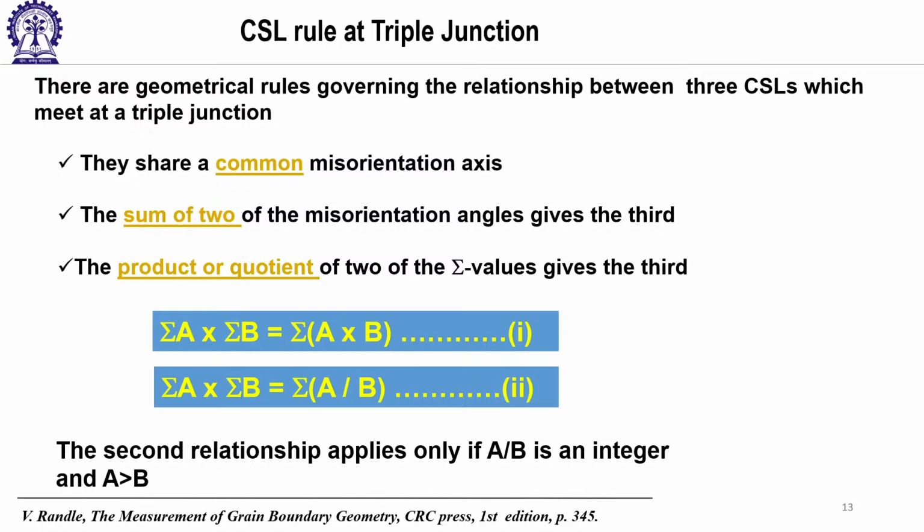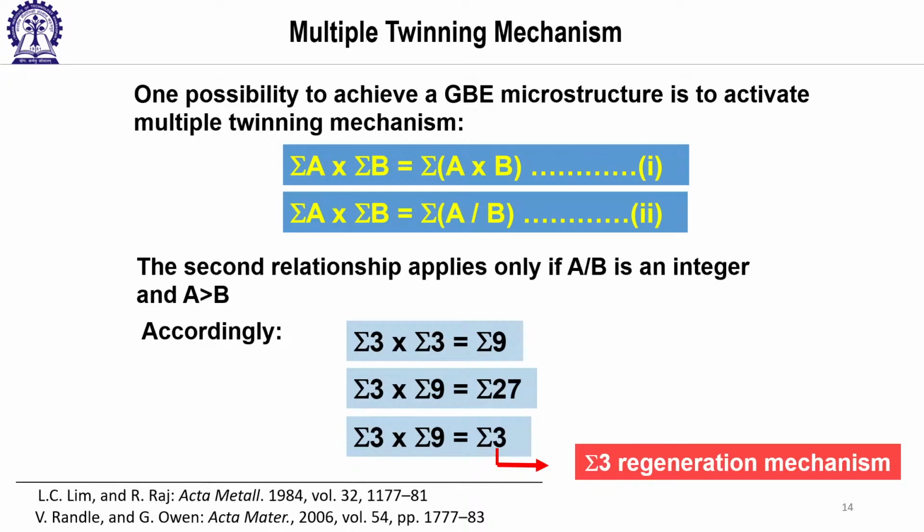Like, in terms of some boundaries such as sigma 3, if I have a sigma 3 and a sigma 3, if they meet, the third boundary invariably will be sigma 9. Again, sigma 9 and sigma 3, if they meet, will give sigma 27, and so on. Sigma 5 and sigma 3, if they meet, will give sigma 15. This kind of typical triple junction rule they follow.